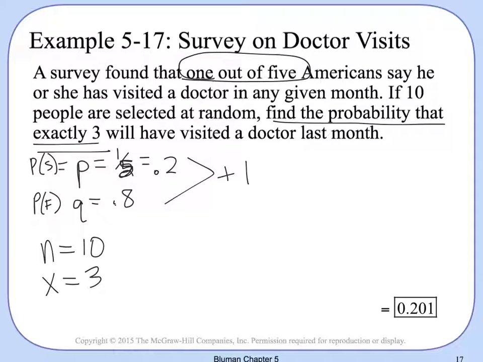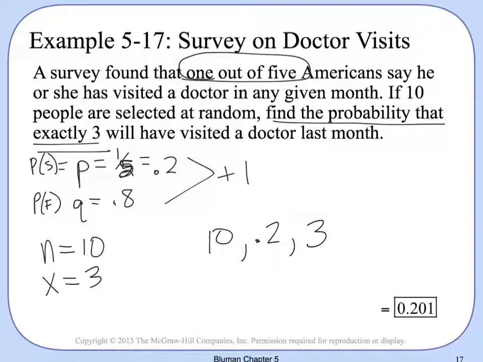And what did I say the order was? N, then P, then X. It's actually easy to remember. It's alphabetical order. So binomial PDF, you type in N first. Okay. N, then P, then X. So you're going to type in 10, and then 0.2, and then my X value is 3.